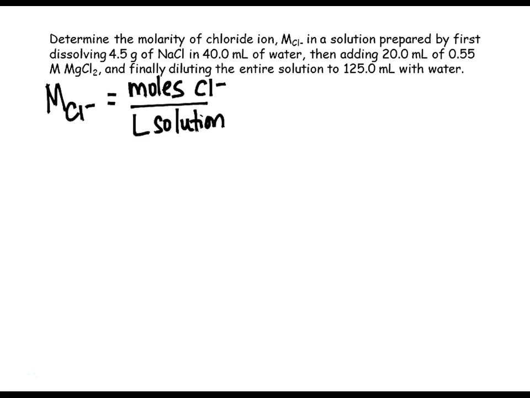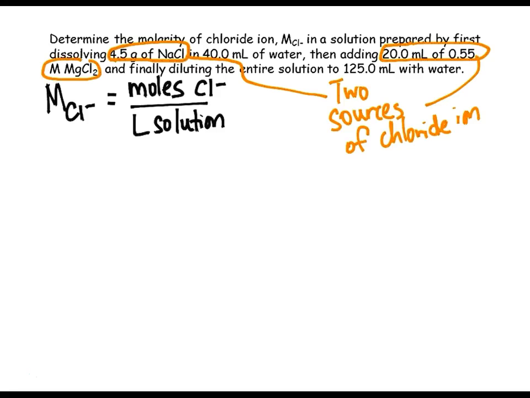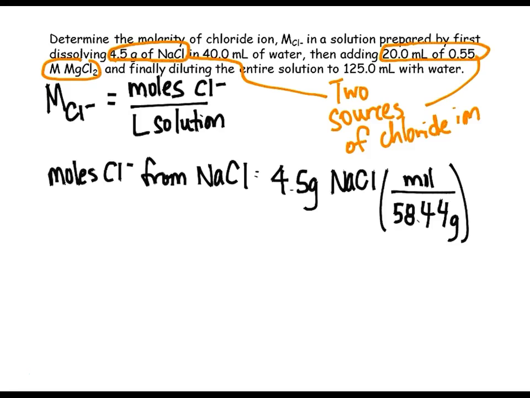It's a good idea to start with the formula, moles of chloride per liter of solution. We have chloride from 2 different sources. We have 4.5 grams of sodium chloride, which sounds like a solid. And we also have 20 milliliters of 0.55 molar magnesium chloride. That's a second source of chloride ion. So we have to take both of those into account and add them together in the numerator.